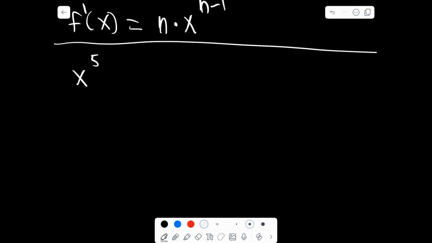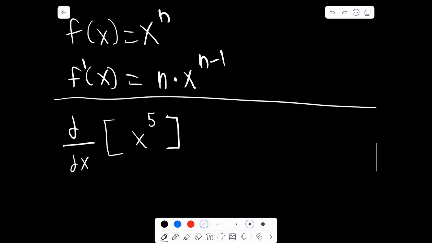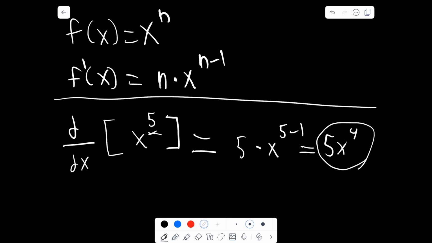If we have an x to the 5th power, or let me rewrite that. We have d over dx, x to the 5th power. This d over dx pretty much just means take a derivative of whatever's inside of those brackets right here. So with this thing, if we follow our little rule that's written down right here, we're going to take the n, which is the 5, and put it out in the front, multiply it by the x, and then we're going to do the 5 minus the 1, and that is equal to 5x to the 4th. Yes, it is that simple.